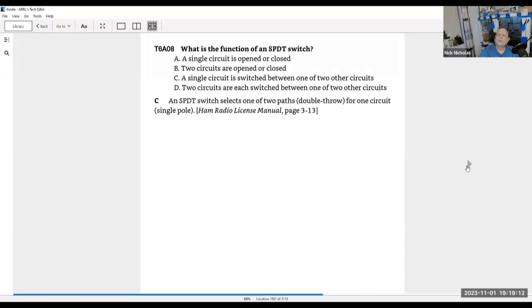But it can throw two ways. There's two different contacts, two independent contacts. So it can turn on and off two different circuits, like two different lights, a light and a fan, lights and sirens on a police car. You can turn both of them on at once.